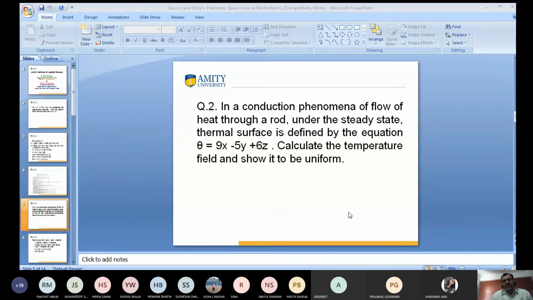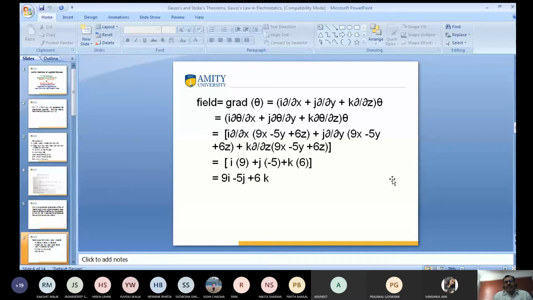Vanshika, do you get my point? Tell me, what is the value of gradient of theta? It will be in terms of i, j, k. 9i minus 5j plus 6k. Very good. So the answer I want to discuss here is 9i minus 5j plus 6k. Is it clear? Anyone have a doubt to ask me? The answer is clear: 9i minus 5j plus 6k.